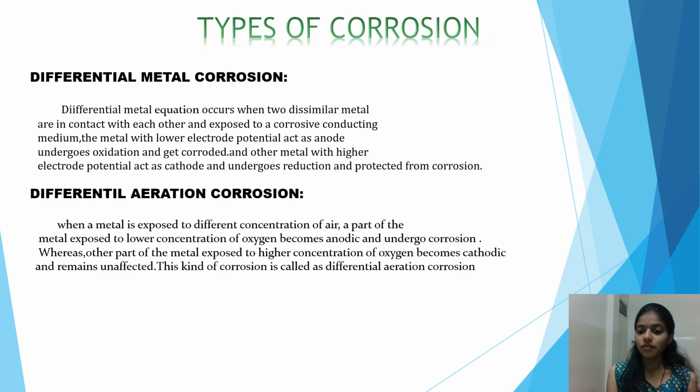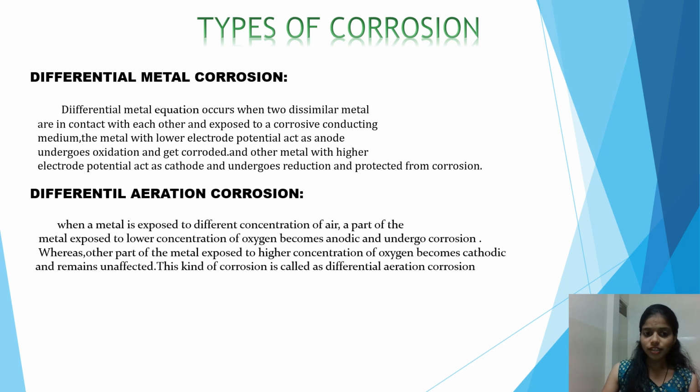Types of corrosion. We can see two main types of corrosion. The first one is differential metal corrosion. Differential metal corrosion occurs when two dissimilar metals are in contact with each other and exposed to a corrosive conducting medium. The metal with a lower electrode potential acts as anode and undergoes oxidation and gets corroded, and the other metal with higher electrode potential acts as cathode and undergoes reduction and is protected from corrosion.